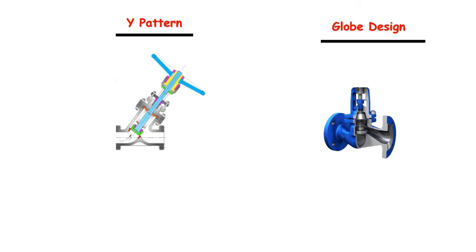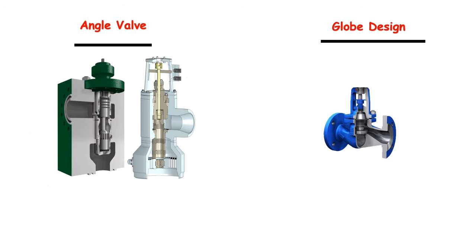If you see a Y-pattern design, even the pressure drop path is not that complex compared to a globe valve. So it has a comparatively simple flow path, and the DP produced is also comparatively a bit less. Also, sometimes you might have to go for an angle valve for such cases. This has to be decided based on space considerations, and it has to be discussed on a case-to-case basis along with the recommendation from the vendors.